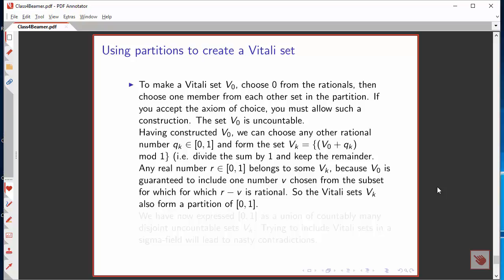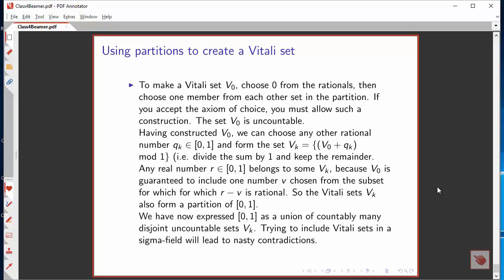Any number in 0 to 1 is going to belong to one of these sets, and therefore these disjoint Vitali sets are another way to partition the real numbers from 0 to 1. But now we've done something truly sinister. Each of these Vitali sets is an uncountable set. There's one of them for each possible rational number, but there are only countably many rational numbers, and so we have partitioned the real numbers in 0 to 1 as a countable union of disjoint uncountable sets.